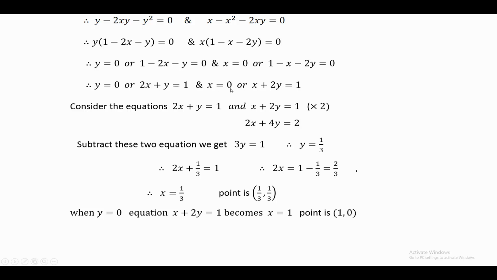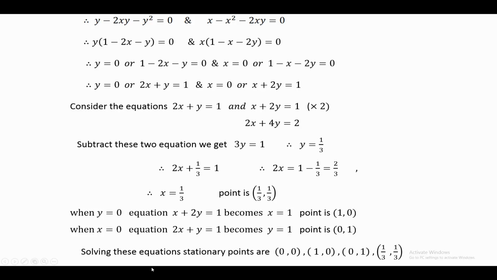Now when x is 0, put the value of x as 0 in this equation. When x is 0, the equation 2x plus y equals 1 becomes 0 plus y is 1, so y equals 1, so the point is (0, 1). So we get 4 stationary points here. One point is (0, 0), the next point is (1, 0), then (0, 1) and (1/3, 1/3). We get 4 stationary points in this.